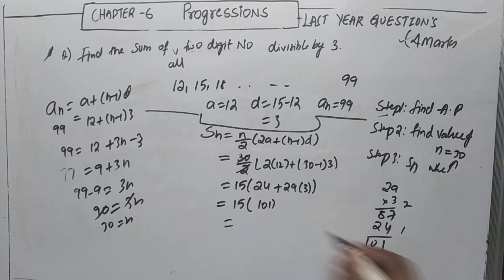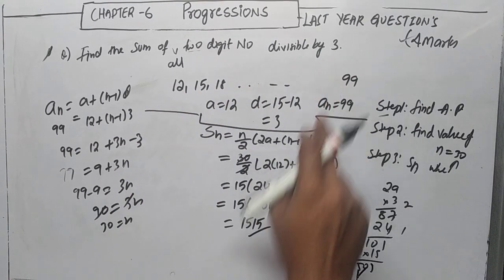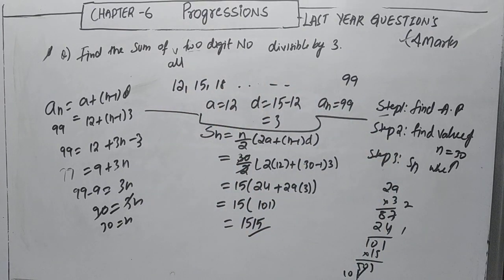Again you have to multiply 111 with 15. If you multiply, we get 1665. So that is the answer for this. If you add all the values up to 99, we get the sum of the 2-digit numbers which are divisible by 3.